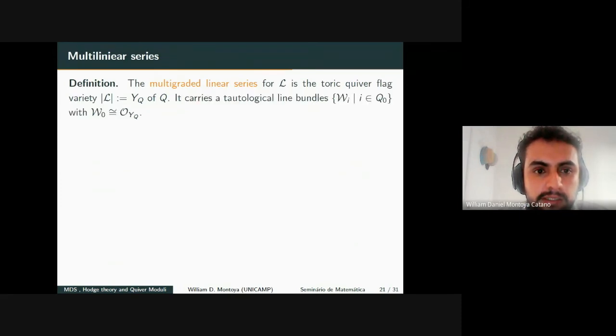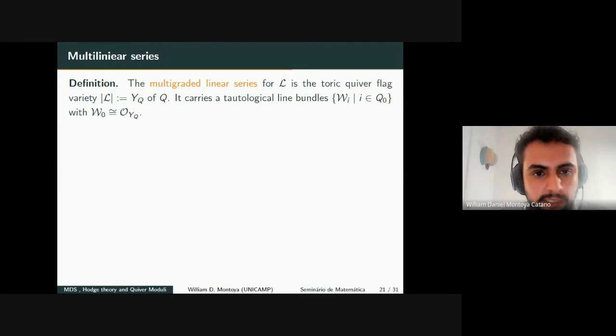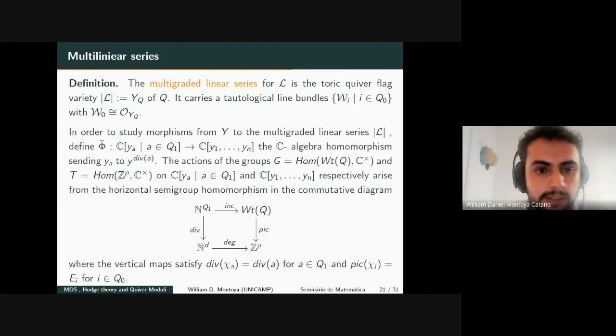Here, as I said, having a multigraded linear series is the way to make embeddings keeping track of the class group. Here are too many technicalities on how all the actions of the groups are respected from the GIT construction, from King's construction, for the moduli of quiver representations. Still 10 slides more.